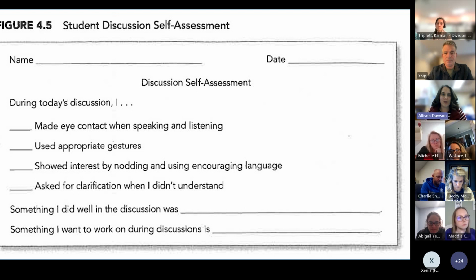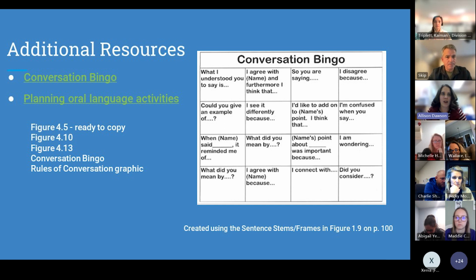This was in the chapter. It's figure 4.5. I thought it was a nice idea with older students. How did it go after you had a conversation? What things did you do? Giving them a second to reflect on how they participated, and then maybe even set a goal for the next discussion. That was nice. You can look through those.